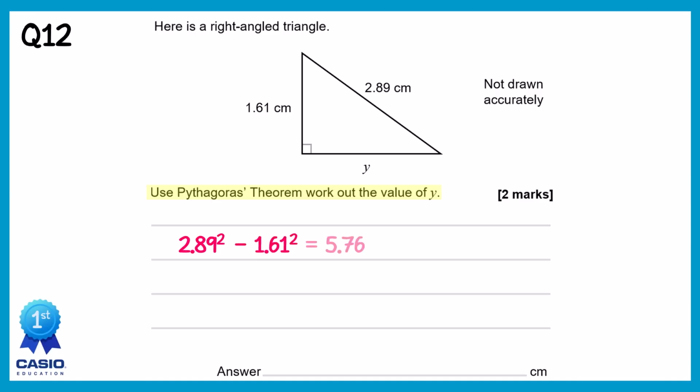Doing this on your calculator will give you 5.76. Then to find the value of y, we just square root this, so the square root of 5.76, which is 2.4, and the answer to the question.